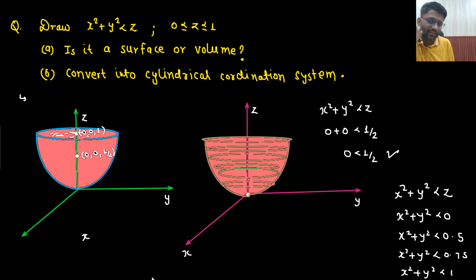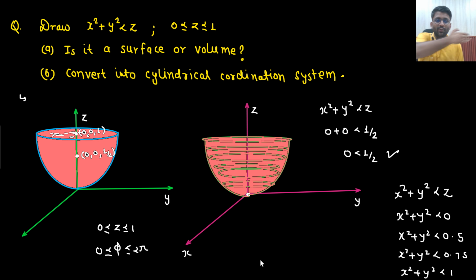So here what will be the limits? Z will be going from 0 to 1. What about phi? Phi will be going from 0 to 2 pi. And what about rho now? Rho will be going from 0 to under root z. Why is that so? Because we need to cover the entire volume now.